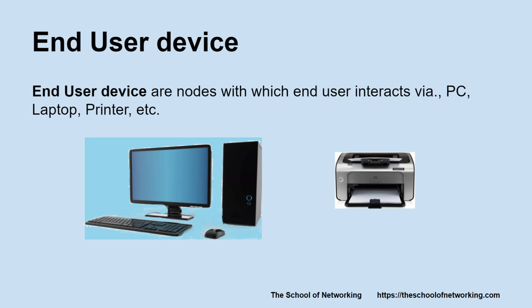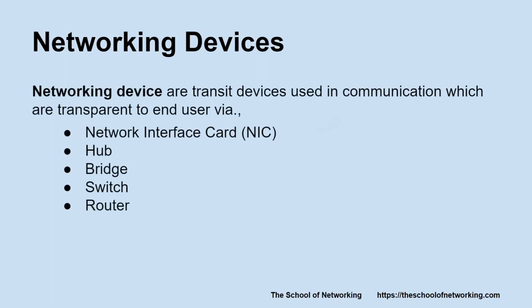Now what are the networking devices? Networking devices are the transit devices which are used in communication. The end user is transparent to them. He doesn't care about them. That starts with the NIC, the network interface card, which is there in the machines, into which we fix our network cable. Devices like hub, bridge, switch, routers are a few examples of the networking devices. So let's look into each one of them.